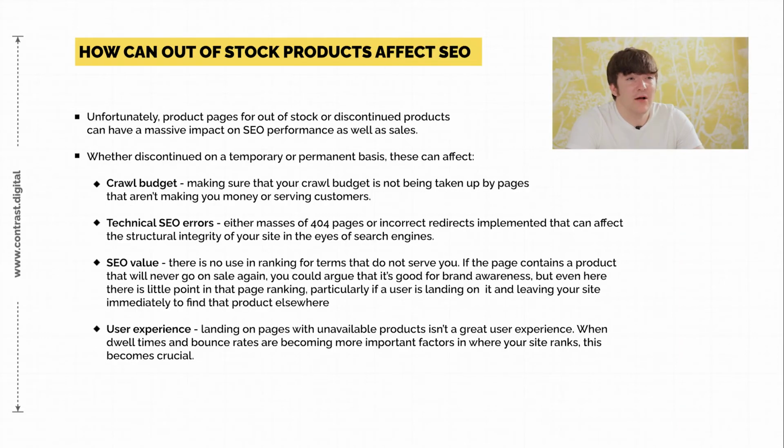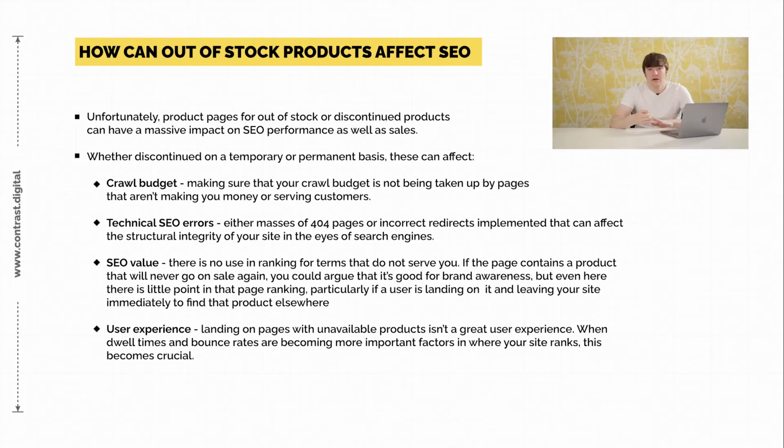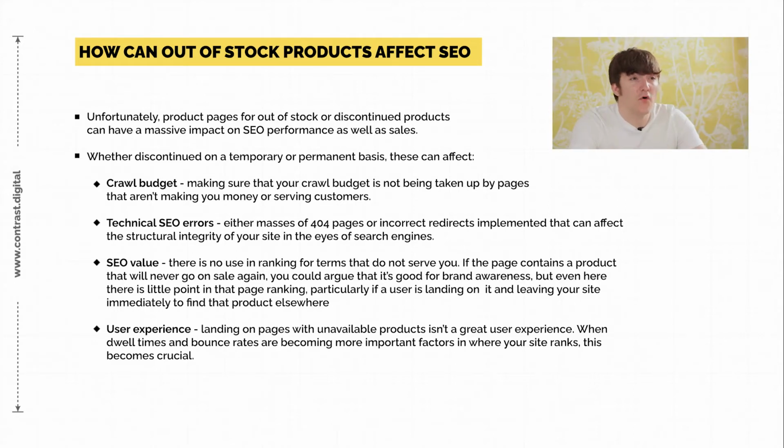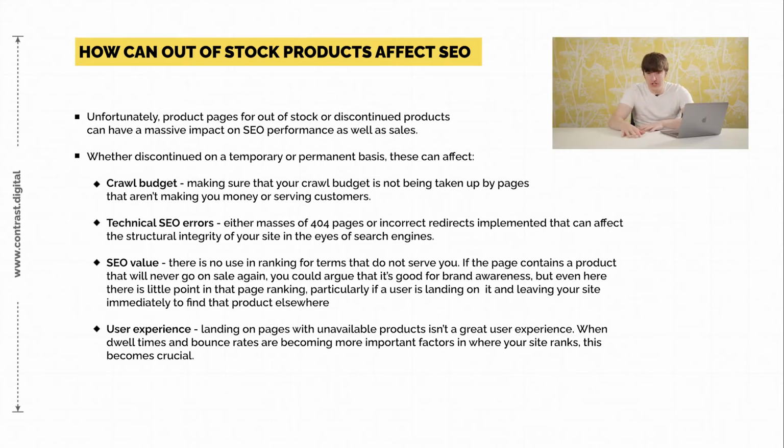So now we'll delve into how out of stock or deprecated products can affect you from an SEO perspective. It normally breaks down into four areas, which is crawl budget, technical SEO, SEO value, and then the user experience. So we'll delve into these four areas so you can get a little bit better understanding of how each of these is affected. Let's talk about crawl budget to begin with.